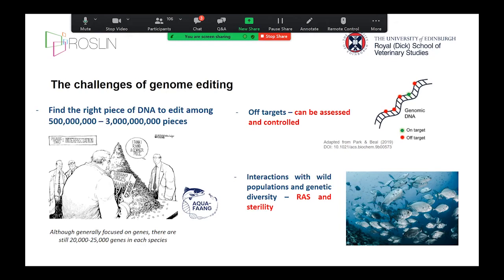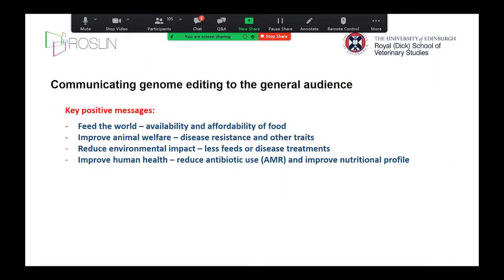I think the most important is actually public opinion and public perception. That's the main thing that is holding back genome editing, in my opinion. So it's really important that we consider how we communicate genome editing when we are talking to the public, and that all of us working on this topic really get involved in this. And I think it's better to focus on the positive messages, basically.